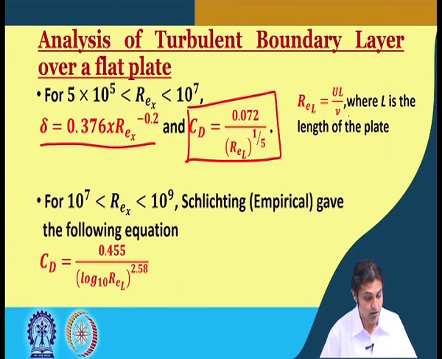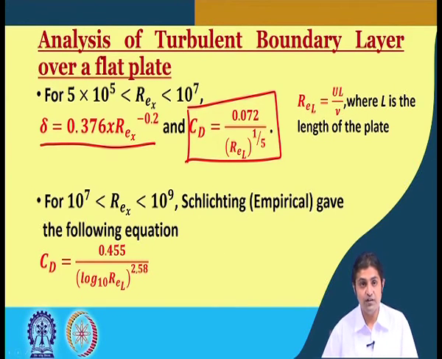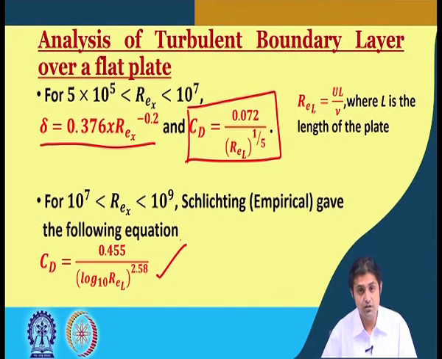Okay, and if the Reynolds number is more than 10 to the power 7, Schlichting gave an empirical equation that gave CD as 0.455 divided by log of Reynolds number to the power 2.58. You do not need to memorize this equation. Okay.